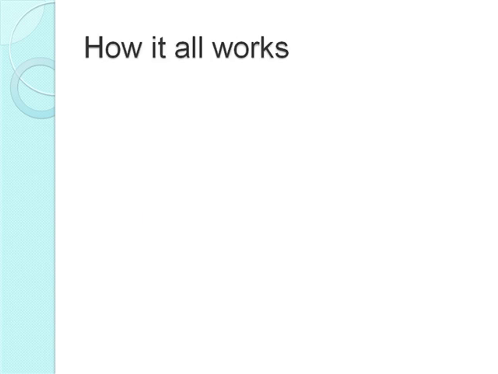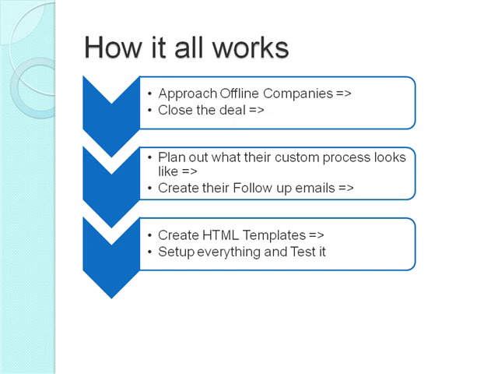How it all works. Pretty simple, straightforward idea. A lot of it is focused on approaching offline companies. You approach the offline company, of course, before that, you find them. Then you close the deal. But between those 2 points, there's a lot that goes into it. Then you need to plan out what their custom process looks like. You have to know their system, how they're marketing, how they're doing their things. Because when you set up this system, it's not always going to be the same.